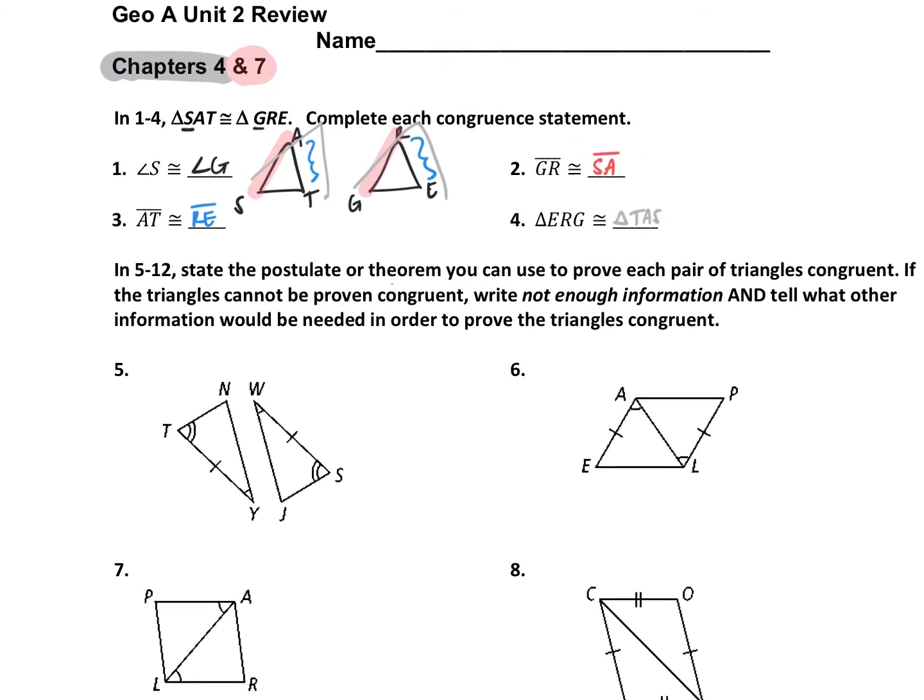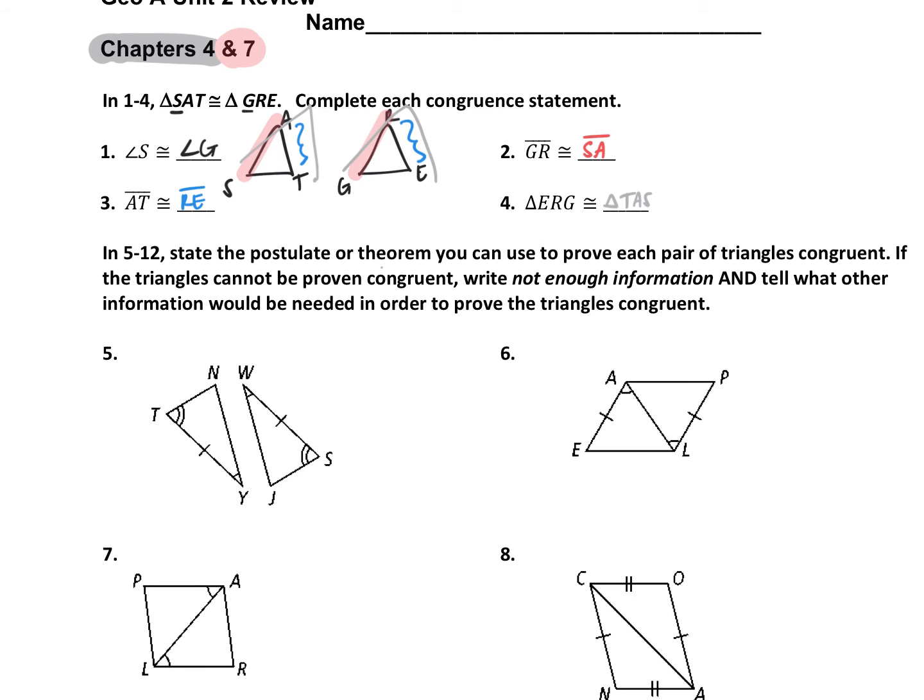Okay, now these next pictures, we're going to go ahead and state the theorem or postulate that we can use to prove whether they are congruent or not. If they cannot be proven congruent, write not enough information and tell what other information will be needed in order to prove the triangles to be congruent.